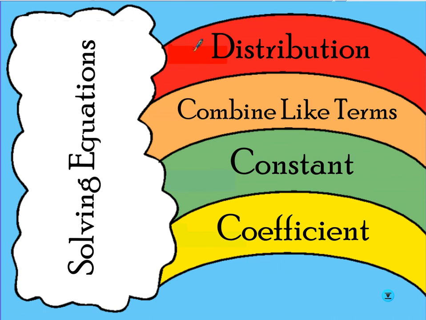Remember, they have to be done in this order or else you're going to end up with the wrong answer. So we've got to do distribution, we've got to do combining like terms, then take care of our constant, then in the very end, divide by our coefficient.